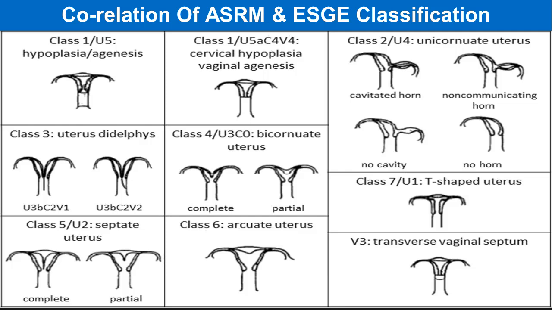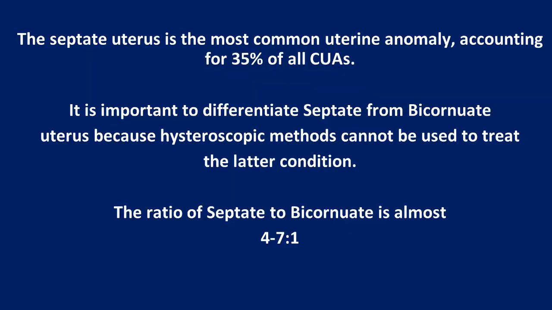Now, I will restrict our discussion to the septate and bicornuate uterus. It is very important to differentiate between a septate and a bicornuate uterus, because septate uterus is the most common uterine anomaly, accounting for 35% of the congenital uterine anomalies. And why is the differentiation important? Because the hysteroscopic method cannot be used to treat the bicornuate uterus, but it can definitely be used to treat the septate uterus. The ratio of septate to bicornuate is almost 4:1.